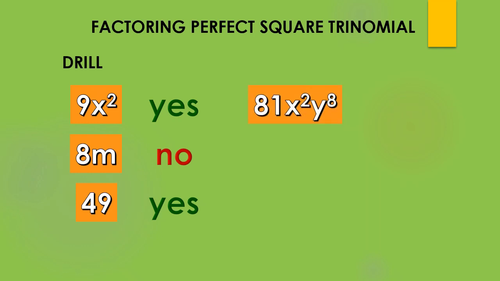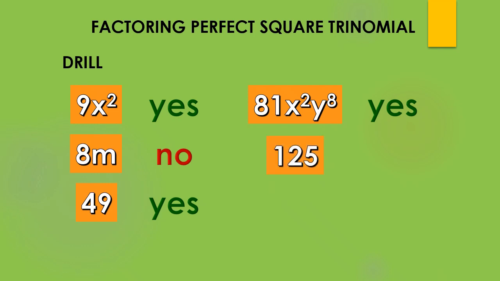81x squared y raised to the 8th power. Is this a perfect square term? The answer is yes, it is a perfect square term because 81x squared y raised to the 8th power is the square of 9x y raised to the 4th power. So if you multiply 9x y raised to the 4th power by itself, we will have this product, 81x squared y raised to the 8th power. How about the next one?